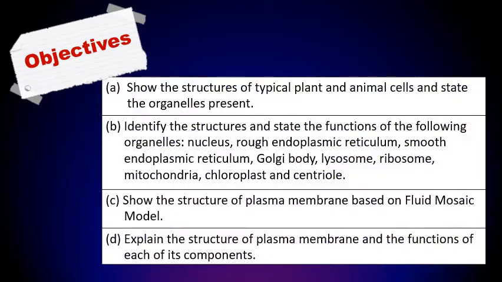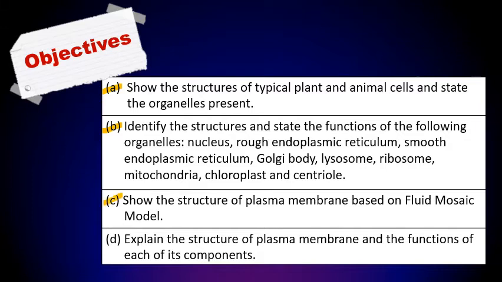First of all, students must know that they should be able to achieve these four learning objectives. The first learning objective is to show the structures of typical plant and animal cells and state the organelles present. The second learning objective is students should be able to identify the structures and state the functions of the following organelles, which are nucleus, rough endoplasmic reticulum, smooth endoplasmic reticulum, Golgi body, lysosome, ribosome, mitochondria, chloroplast, and centriole.